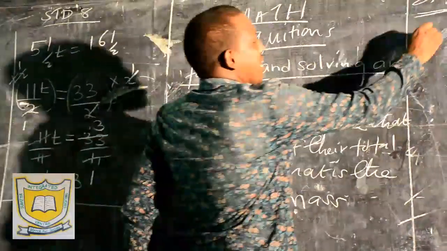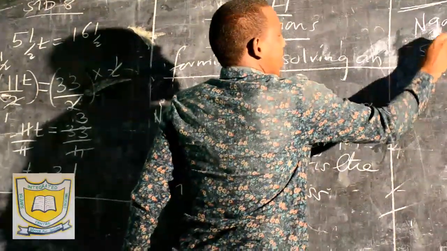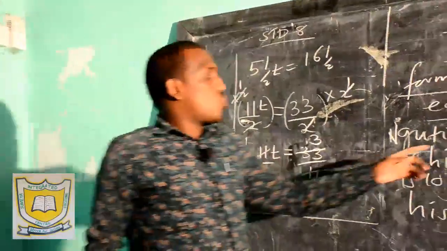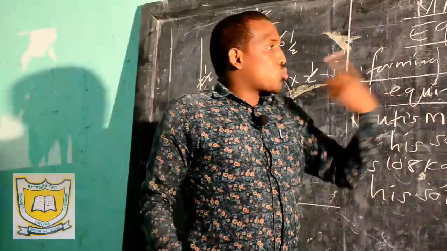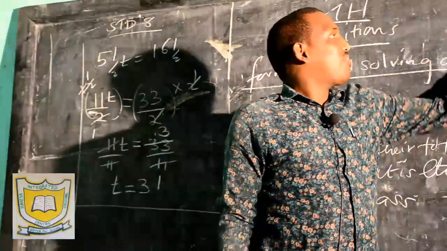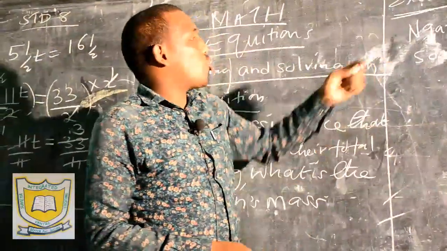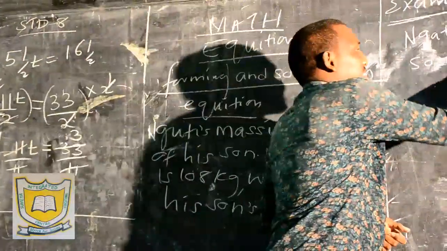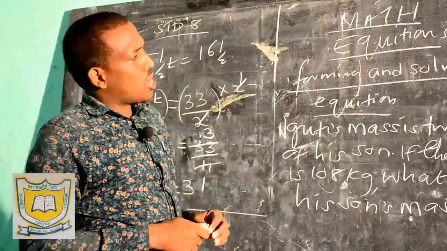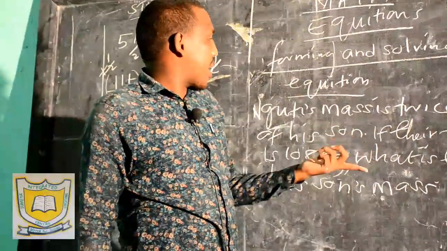First, we list the nouns that are given there. We have Nguti, and we have his son. Nguti's mass is twice that of his son, but we don't know the son's mass. So since we don't know the son's mass, let the son be X. You pick a letter, it can be Y, it can be T, no problem. Nguti is twice that of his son.